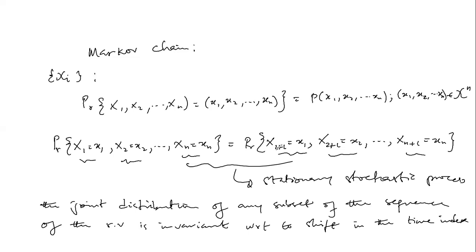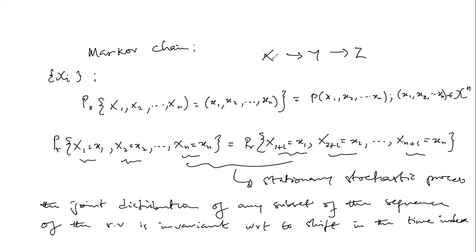So you see that as we shifted the time index from 1 to 1 plus L, the elements still remain the same as X1. Okay, that's what it means. So should we have a process having this distribution, then we say it is stationary. Okay? And an example of a stochastic process is the Markov chain, in which each random variable depends only on the one preceding it. You know, if you remember, X, Y, Z.